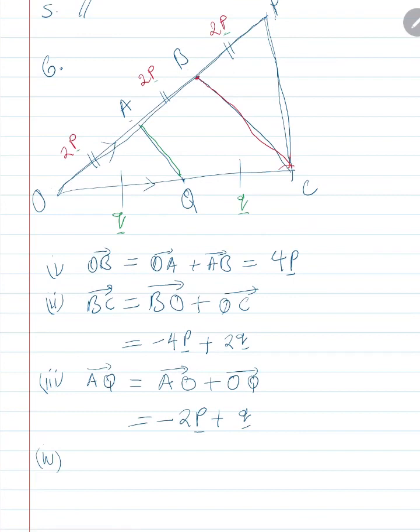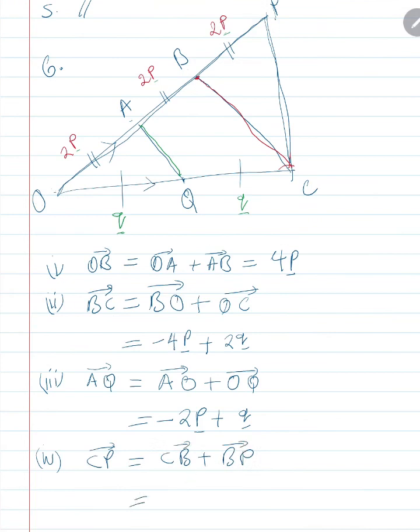Next we are going to calculate CP. Now CP can be found in two ways. You can move from C to O, then O to P, or you can move C to B, then B to P. So let us just move C to B. So CP is CB plus BP. Don't forget the direction.